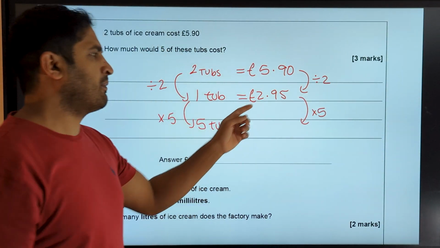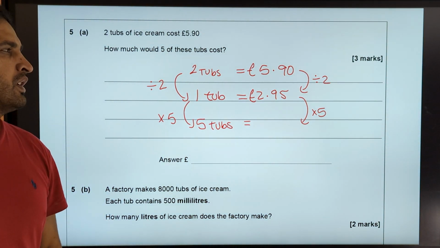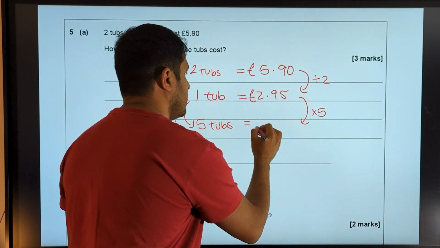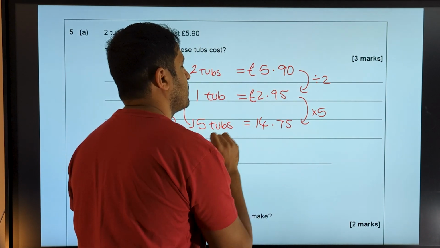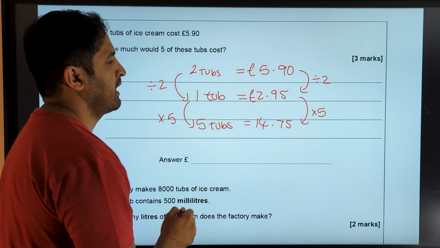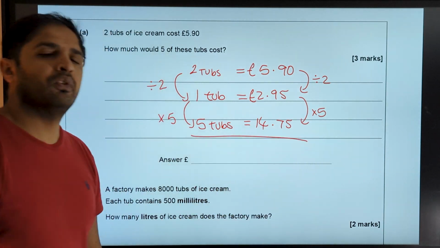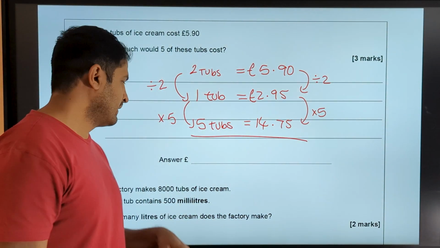Okay. So if I multiply that by 5, 5 times 3, that's 15, so we should get £14, and 5 times 5 is 25. So £14.75. Okay. 5 tubs should cost you £14.75.